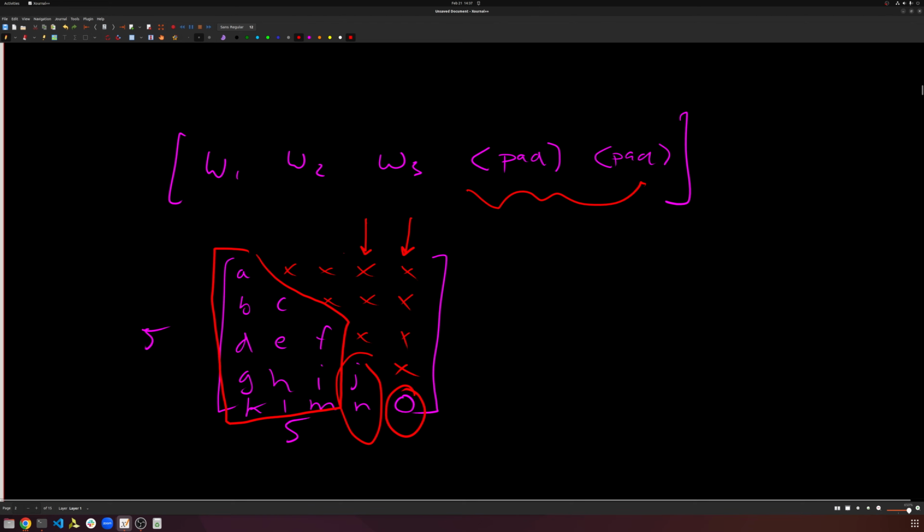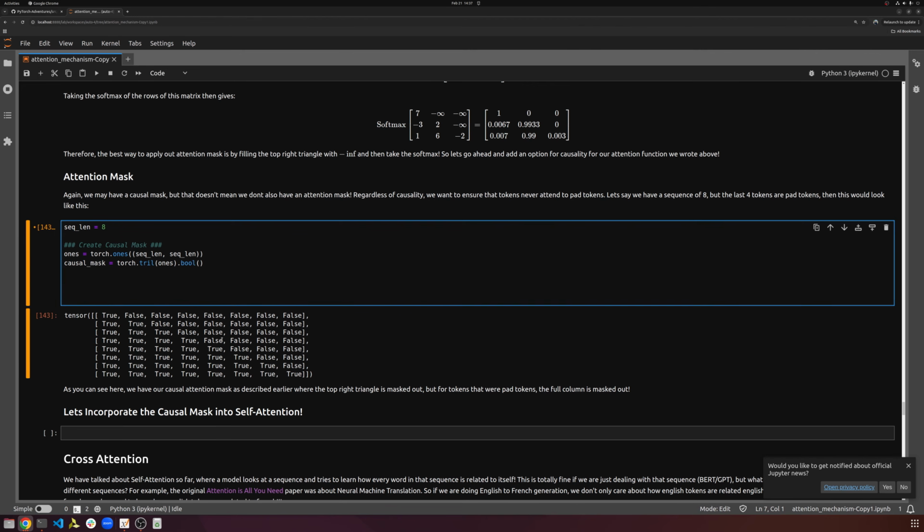So we have 2 masks going on now. We have the causal mask, but because of our padding tokens, we technically should mask these out as well. We don't care about them. We don't want to learn how the 5th token is related to N and O, because N and O are pad tokens. There is no relationship between them. So in this case, we need to have both a causal mask and an attention mask. And that's easy enough. We just need to stack masks.